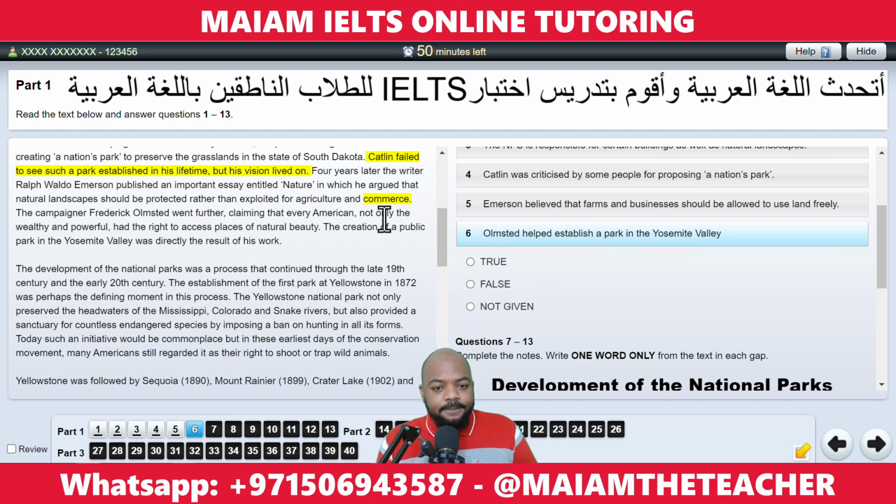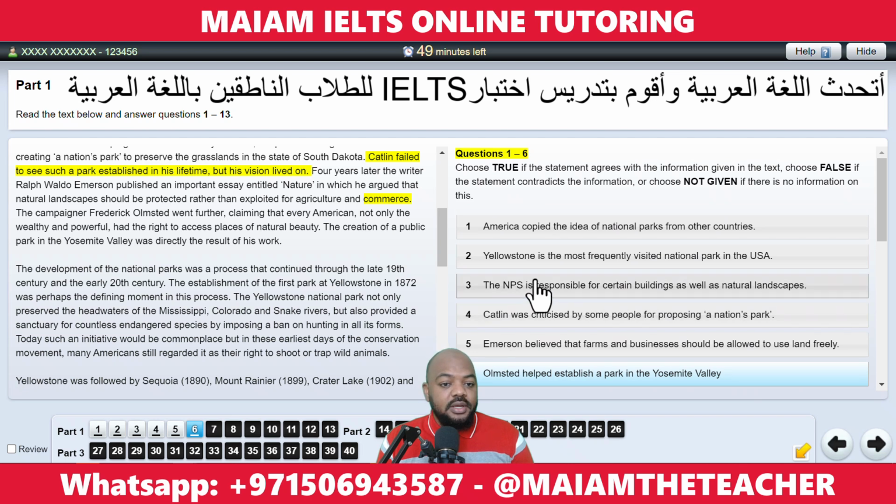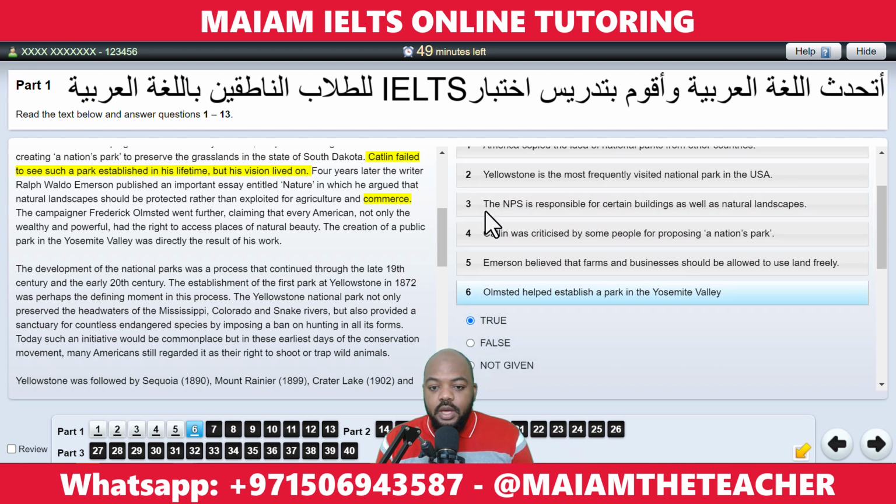Did he do that? It says here, claiming that every American had the right to access places of natural beauty, the creation of a public park in the Yosemite Valley was directly the result of his work. So he did help in establishing, so that would be true, because it was directly part of his work. So there you go. These are our answers for the first task. This is called an identifying information task, also known as true, false, not given.